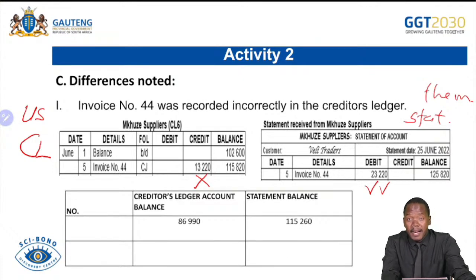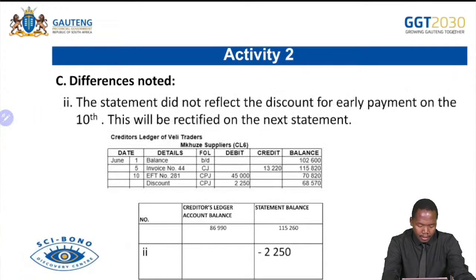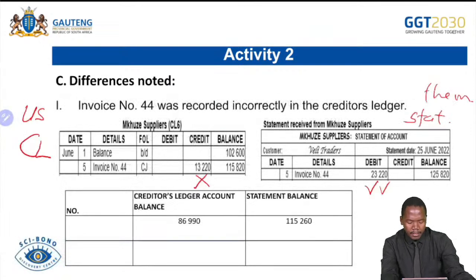First of all, remember grade 12s, just like in the CRJ and the CPJ in the bank reconciliation, we always start with our opening or provisional totals. Now, our provisional total for the creditors ledger was the last figure on the balance column, 86,990, and for the statement received, it is 115,260. Now, moving forward, I'm just going to go back a little bit. Now, if you can check here, how do we record this?